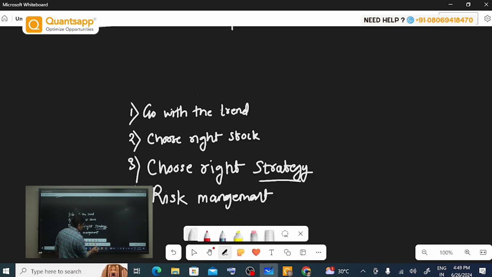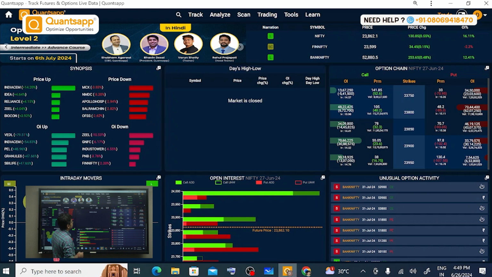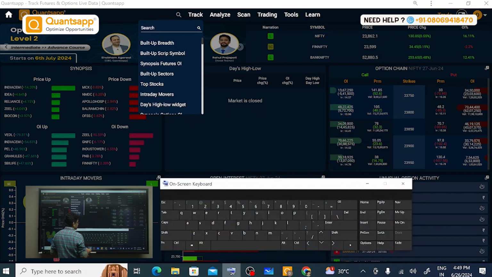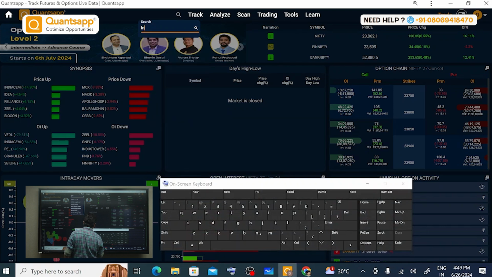All right, so let's go to the Quantsapp application. So this is the Quantsapp application. Just go to search, type it over here. Okay, so index contribution.